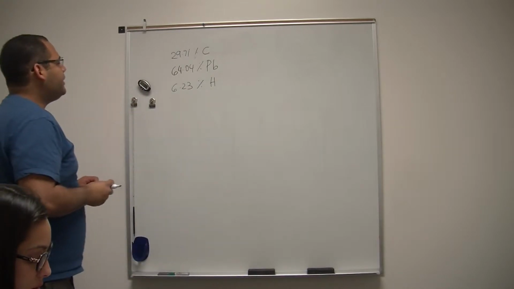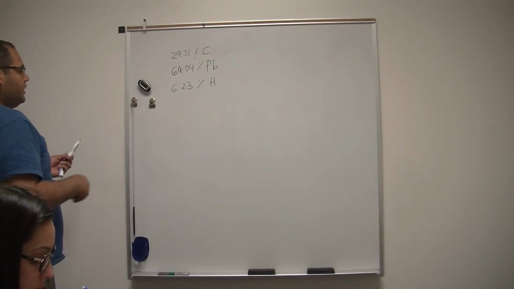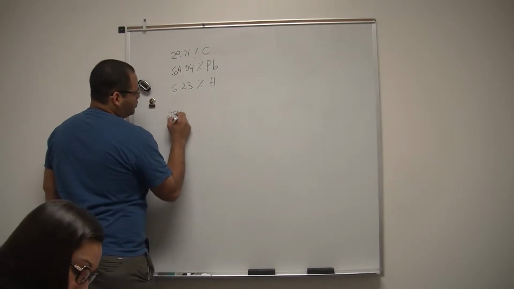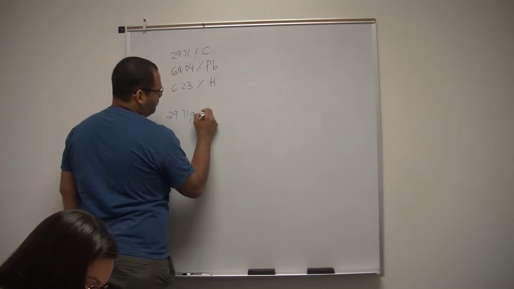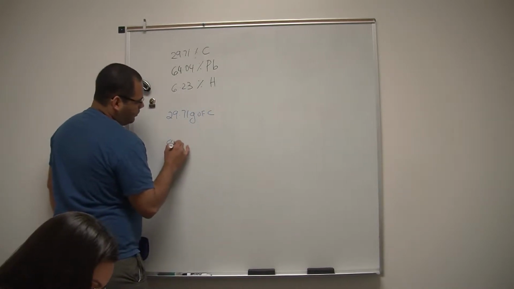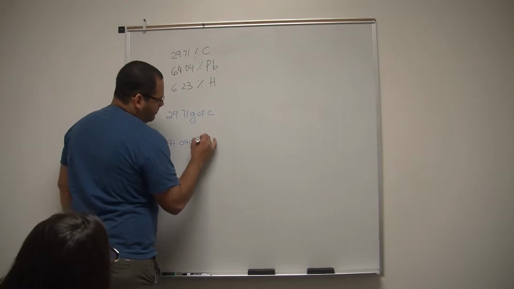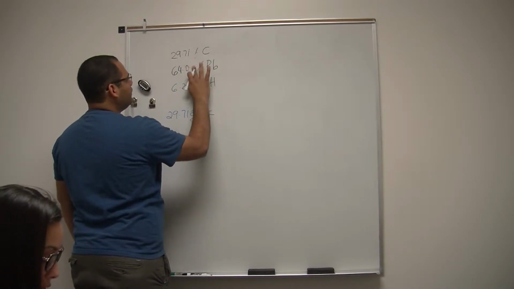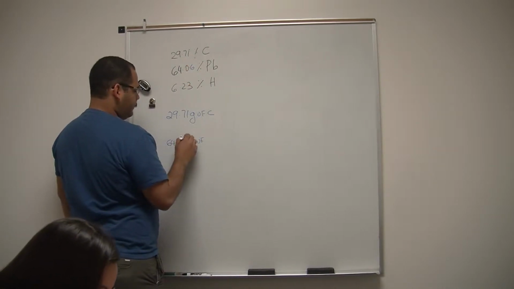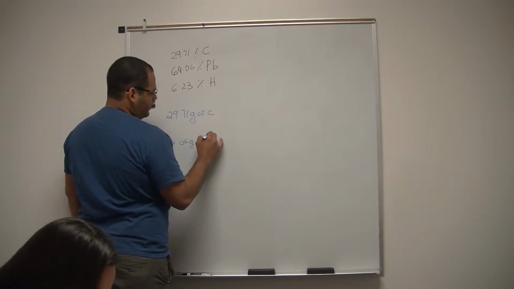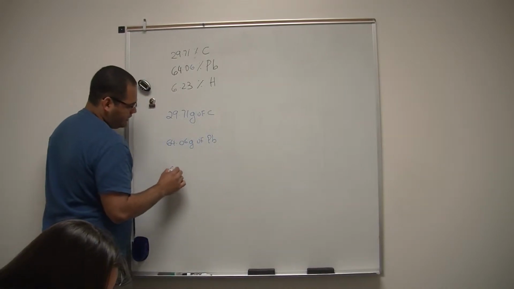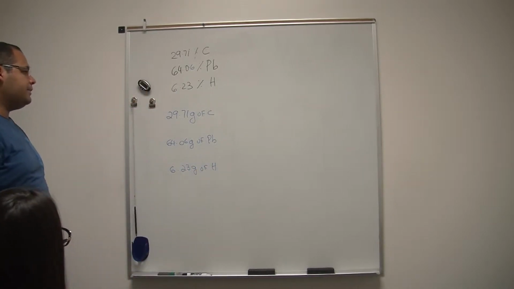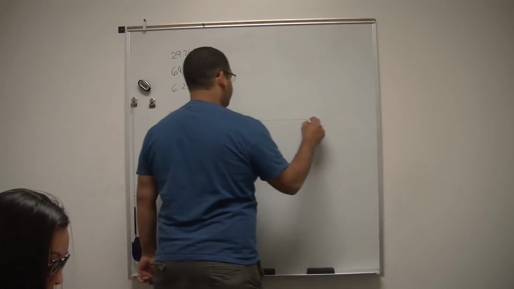Okay. The first thing we need to do is convert everything to grams. We just take the percent out and put it as grams. So 29.71 grams of carbon, 64.06 grams of lead, and 6.23 grams of hydrogen. Okay? So that works.